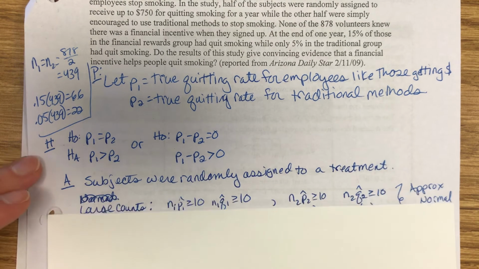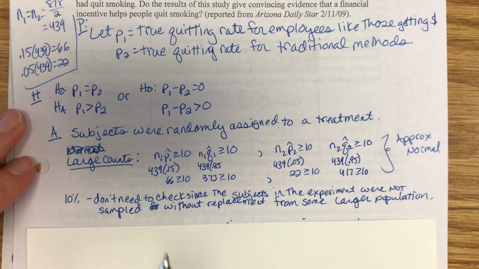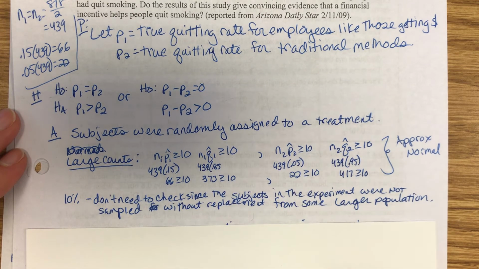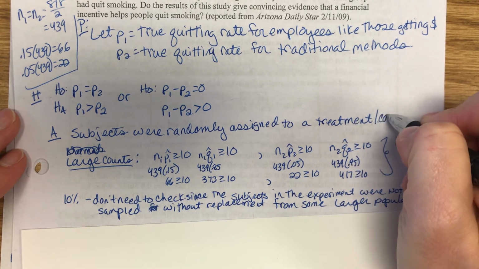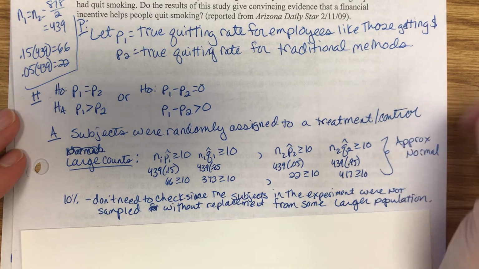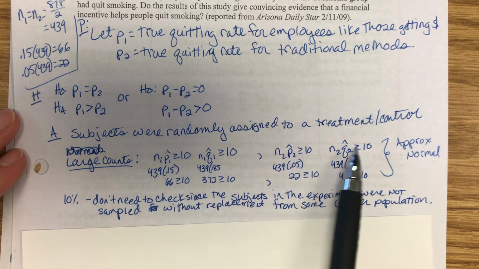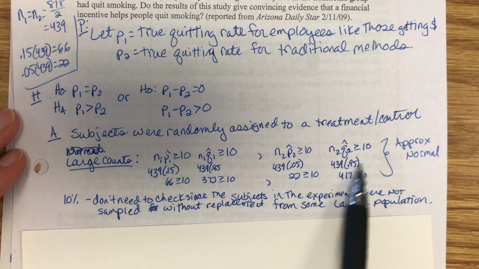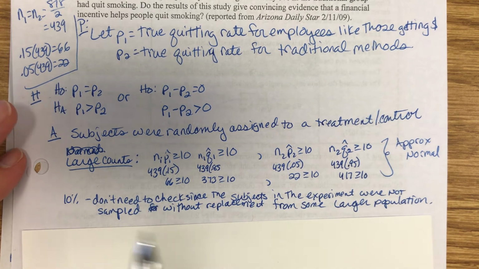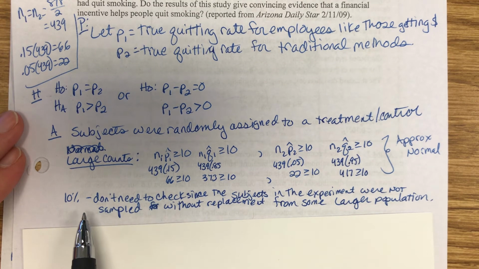All right. We've got assumptions. Subjects were randomly assigned to a treatment or control, or to the treatment groups, you could write something like that. Large counts, check 1, 2, 3, 4, right? Treatment group, control group, both of them. 10%, same idea as last problem, okay?